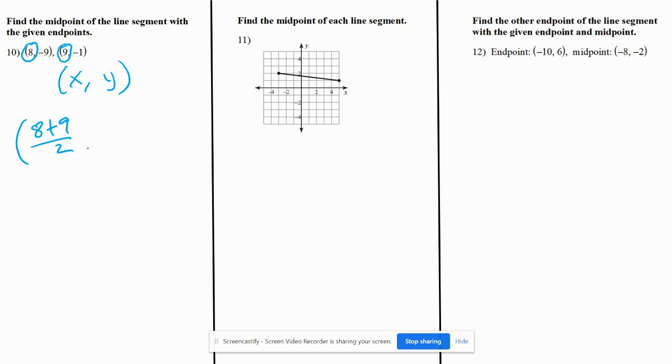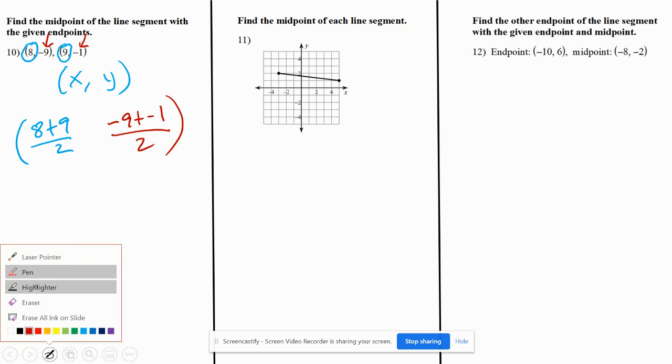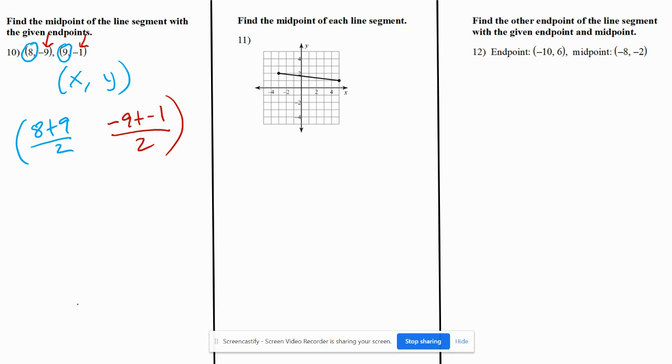For the y value, I'm just looking at the y values of my coordinates. I'm going to go -9 plus -1. I'm going to add the y values and divide by 2. All right, so let's take a look. For the x value, 8 plus 9 is 17. 17 divided by 2 is 8.5. I'm just going to say 8.5. For the y value, -9 plus -1 is -10. -10 divided by 2 is -5.